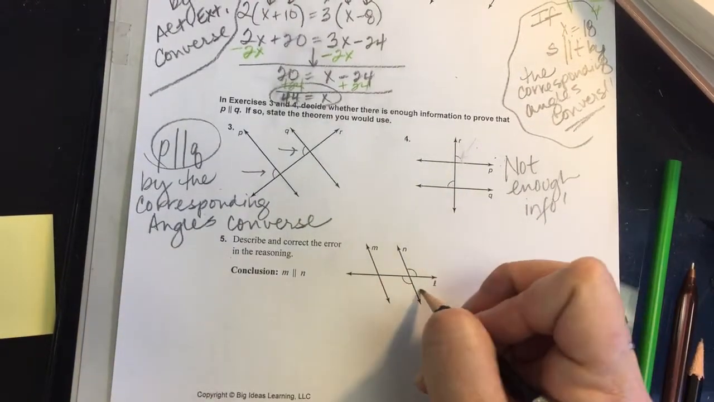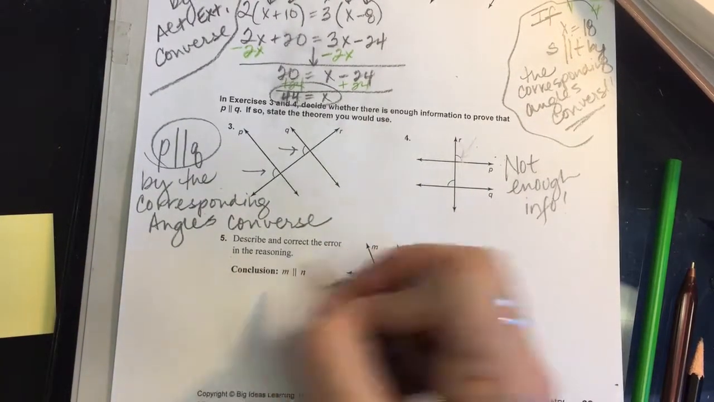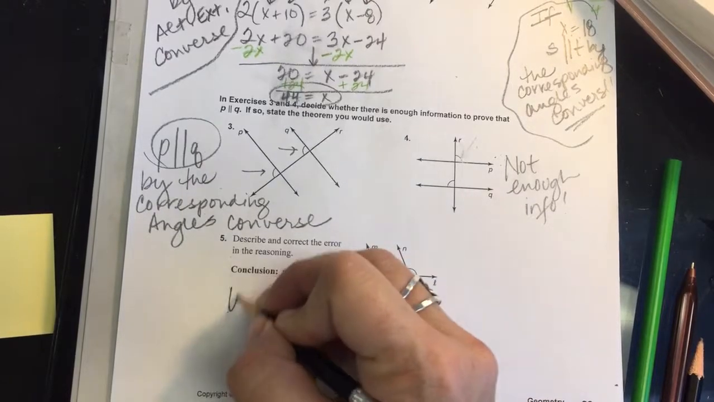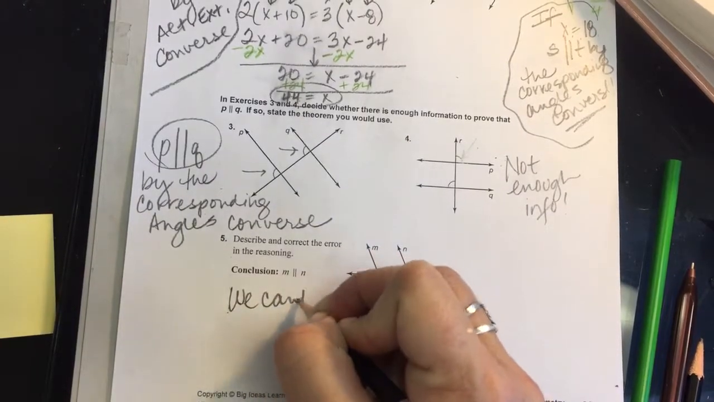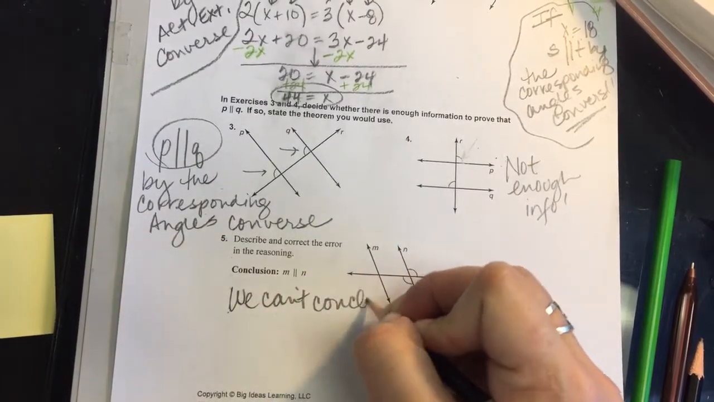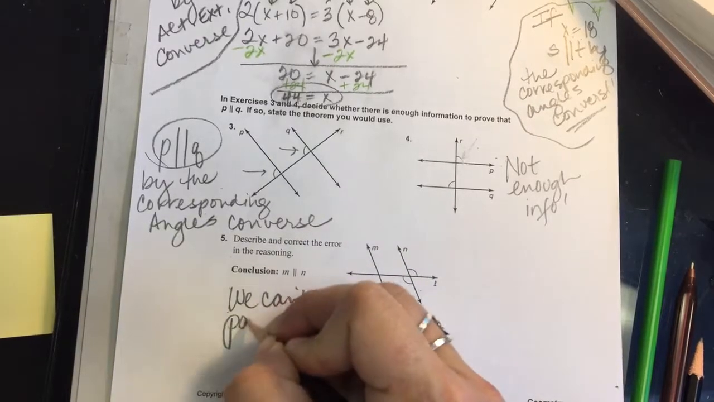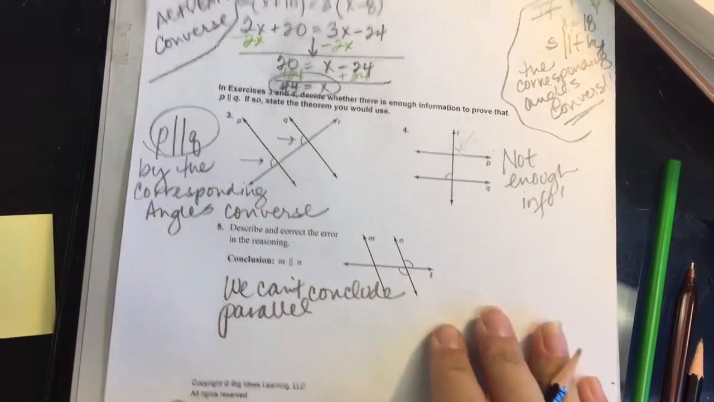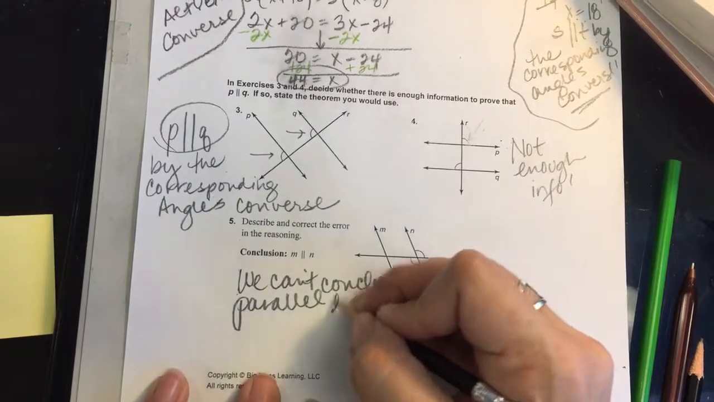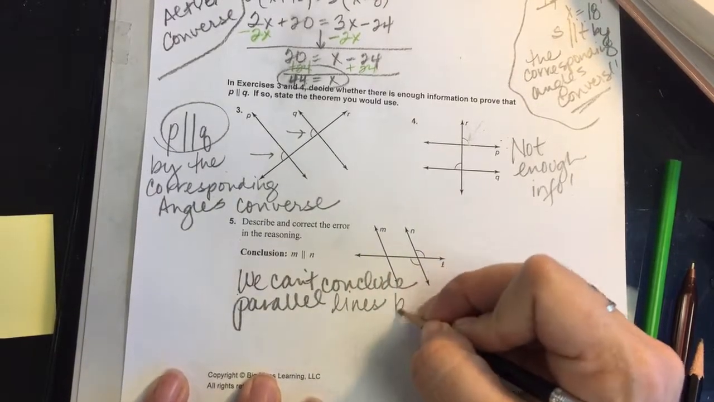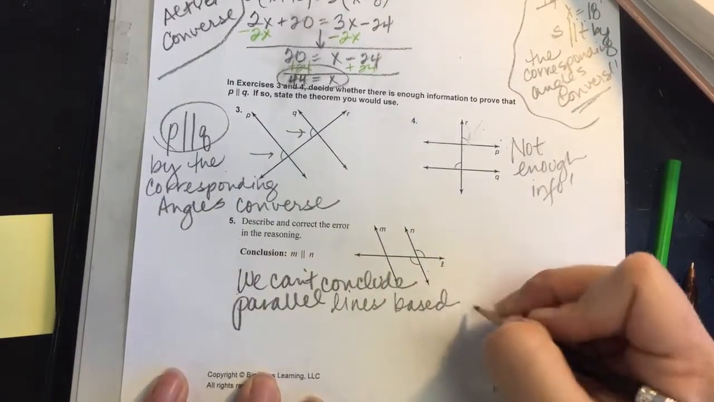So correct the error in the reasoning. I'm just going to explain that we can't conclude parallel lines based on vertical angles. We can't conclude parallel lines based on vertical angles. Make sure that you're clear about this argument. It will come up again.